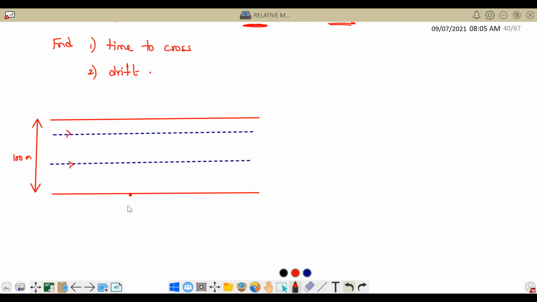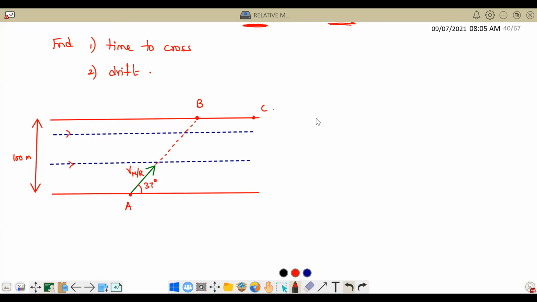Now, let us say the man starts from A. In which direction is he trying to swim? At an angle of 37 degrees with the river flow. Remember, this is the velocity of man with respect to river only. Now will he reach exactly this point? No, sir. He will reach some other point. You have to understand that.